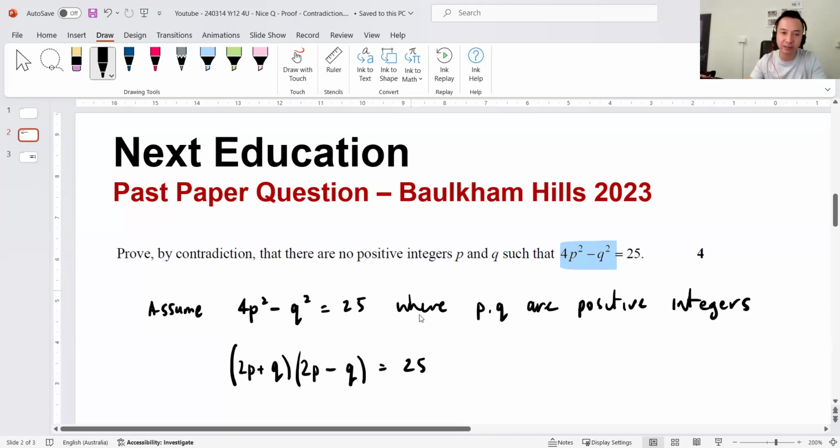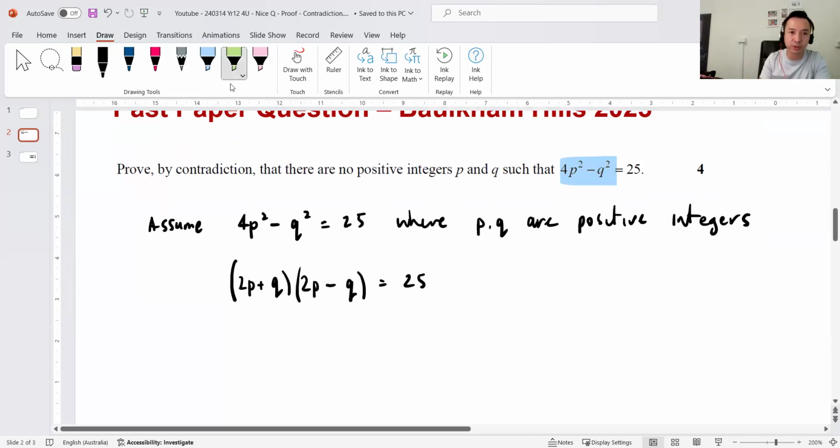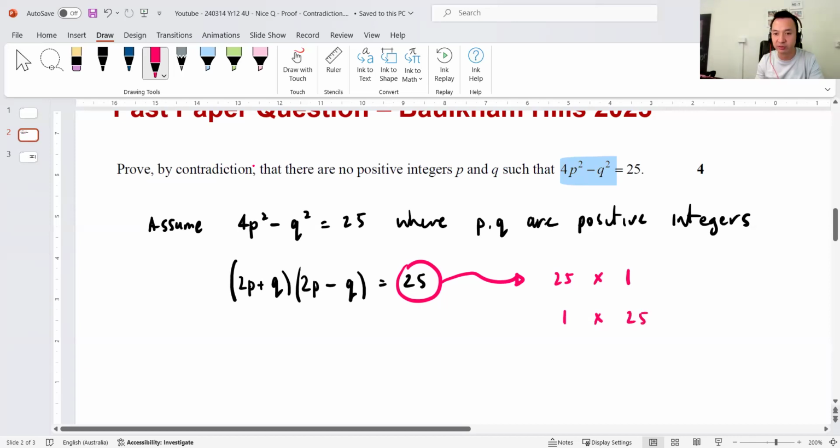Now, once you're here, you realize that there are 2 brackets here that multiply to give me 25. So 2 factors of 25. And because they're all integers, I'm expecting this bracket and this bracket to be integers. Then you go, well, let's explore 25. So 25 can be a product of 2 integers made up of either 25 times 1, 1 times 25, and 5 times 5. There are no other positive integer combinations that will make 25.